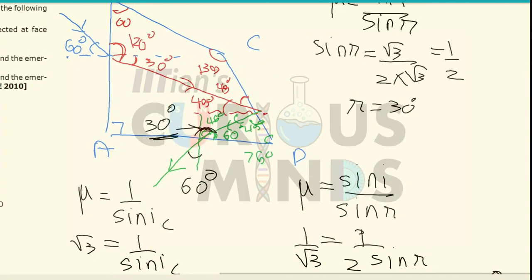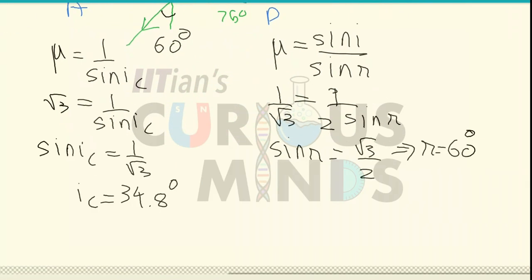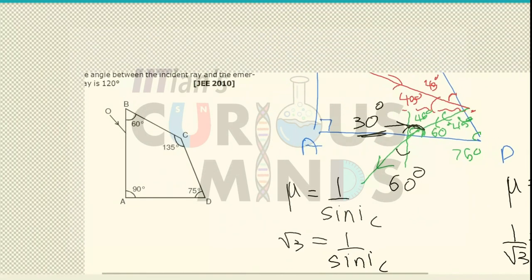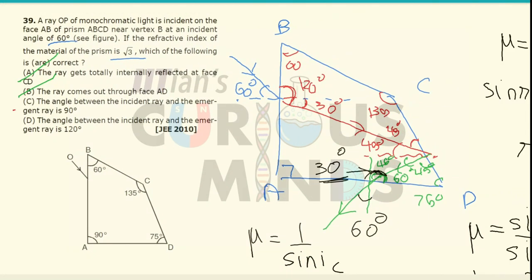So if I draw both the rays together, the rays will look somewhat like this. The incident ray is making an angle 60 degree with the normal, and the refracted ray, the final emergent ray, is making an angle 60 degree over here. So basically this angle will be equal to 30 degree. So the angle between the incident and the emergent ray will be equal to 90 degree. So over here the correct answer is option number C. So all the correct options are A, B and C.